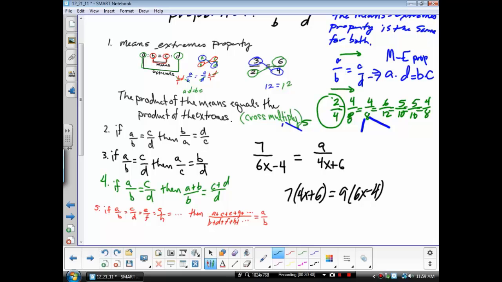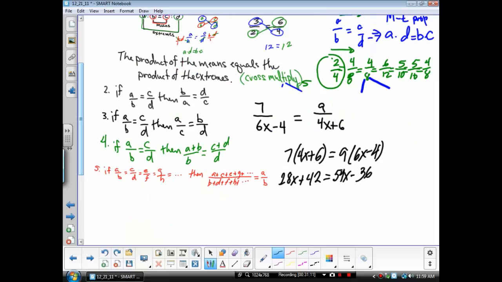Now let's continue this. I have 7 times all of these, which is going to be 28x plus 42. And then I have 9 times all of those, which is going to be 54x minus 36. And I get my x's together, which is going to be subtract 28x. That will give me a total of 26x, I believe. I did that correct. Get my numbers together, so add 36 on the other side of the equation. So I'm going to end up with 78. And then get my x by dividing by 26. And I will end up with x equals.